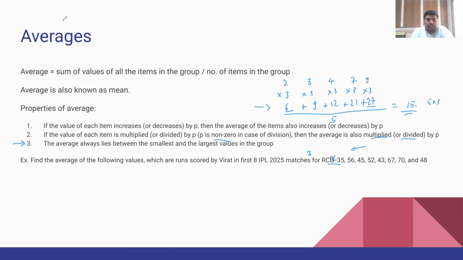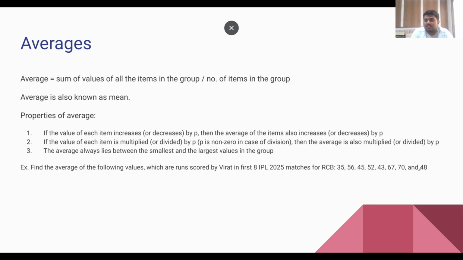So here we will solve this particular example. One way of solving is just by doing the summation. And the other way is to take a reference value and find the difference from that particular value, the absolute difference. So find the average of the following values, which are the runs scored by Virat in the first 8 IPL 2025 matches for RCB. These are the first 8 innings: 35, 56, 45, 52, 43, 67, 70, and 48.